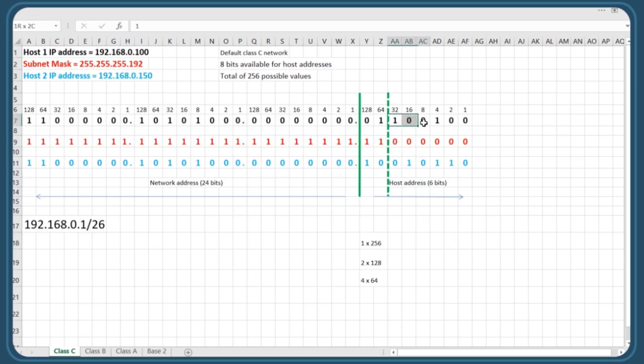We can now only accommodate 64 hosts per network because we only have 6 bits. 2 bits were masked, creating 4 subnets. So that is how you determine the size. Drop the line wherever you want, and then it all comes down to how many bits are left to address your hosts. Now we'll see more examples when we subnet the Class B and the Class A environments in our upcoming demonstrations.